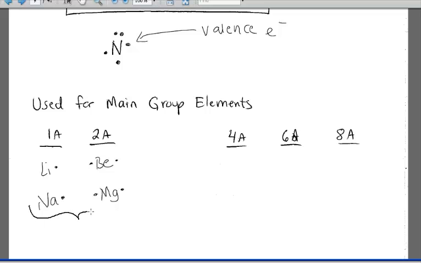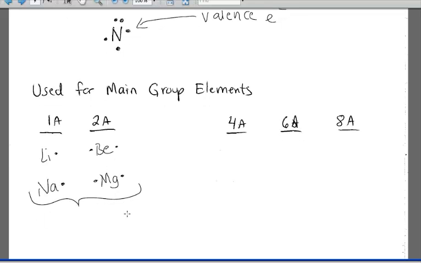And when you're talking about metals, like group 1A and 2A, for instance, those dots, which are the valence electrons, represent the electrons that the metal atom will lose when it becomes a cation and does ionic bonding. Okay, so the dots show the number of electrons that are lost to form ionic bonds.